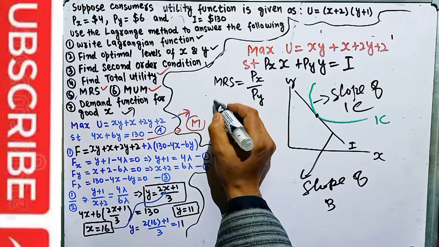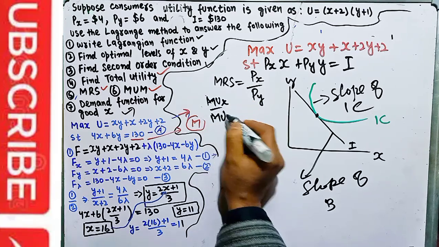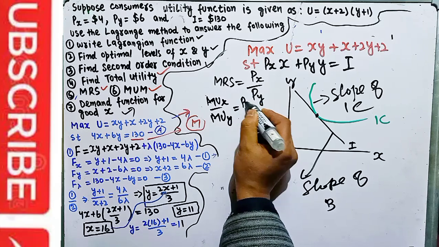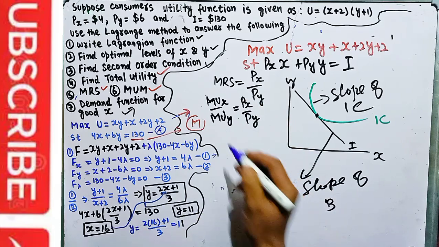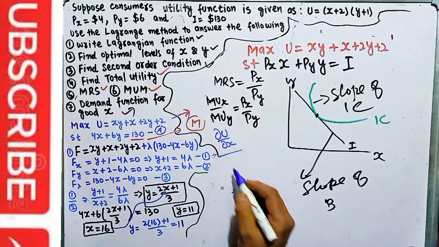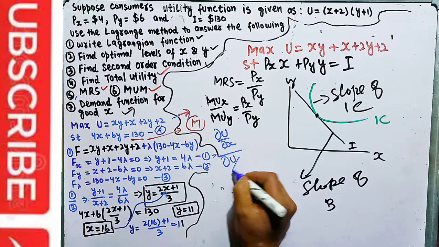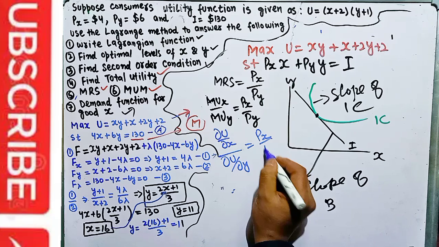So MRS is simply the marginal utility of good x upon the marginal utility of good y. It should be equal to the price ratio, price of x upon price of good y, which implies MUx is the partial derivative of the utility function with respect to good x, and the marginal utility of good y means the derivative of the utility function with respect to good y. It should be equal to the price ratio, price of x upon price of y.